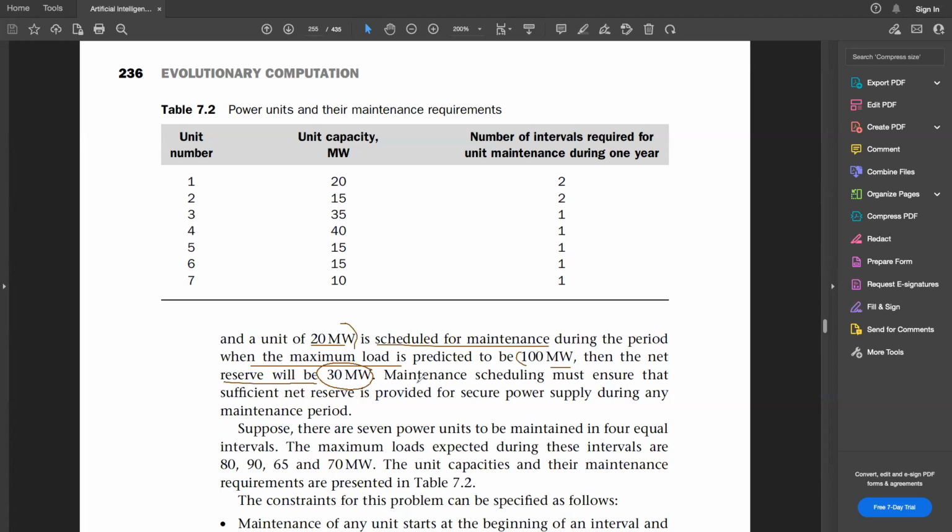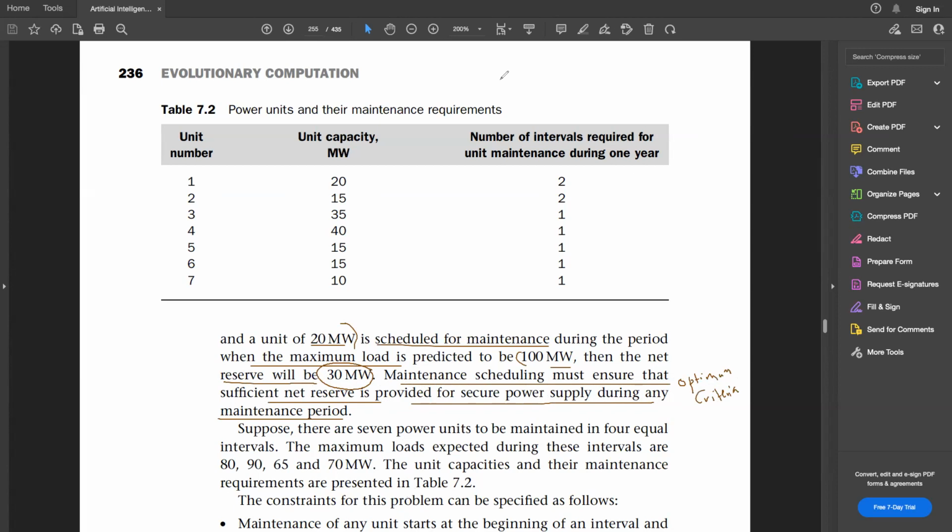So here we are saying that maintenance scheduling must ensure that sufficient net reserve is provided for secure power supply during any maintenance period. And this is what will define our optimum criteria, optimum criteria in this case.